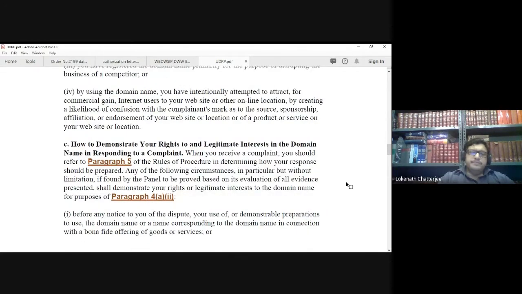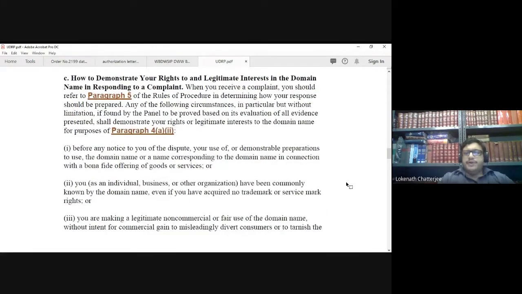Moving on, how to demonstrate your rights to and legitimate interests in the domain name. Now when a complaint is received, paragraph 5, we will go through it right now, of the rules of procedure in determining how your response should be prepared. Any of the following circumstances shall demonstrate the rights to the domain name. So in case a complaint is made against an entity, how does that entity satisfy?